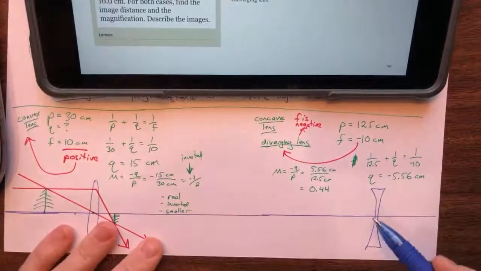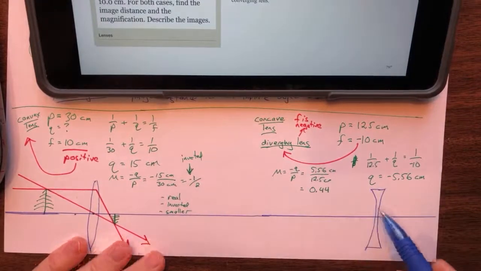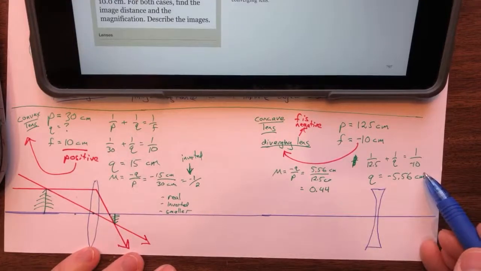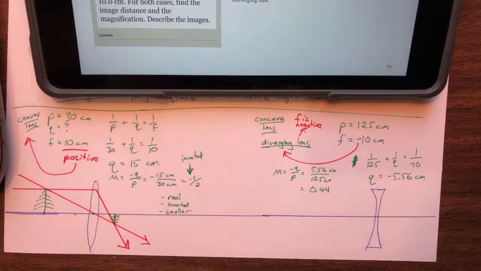What that's going to do is, when light comes in there, instead of focusing it in, it's going to spread it out. And you say, okay, how do I know how it spreads out? Because you have a focal point on both sides. So let's go ahead and do the drawing here.